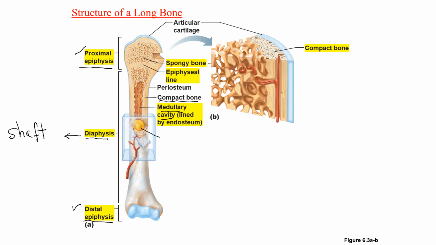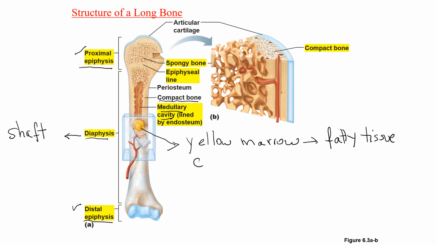Within the medullary cavity, there is yellow bone marrow. Yellow marrow is a fatty tissue. In children, the medullary cavity is filled with red bone marrow, which is hematopoietic tissue.